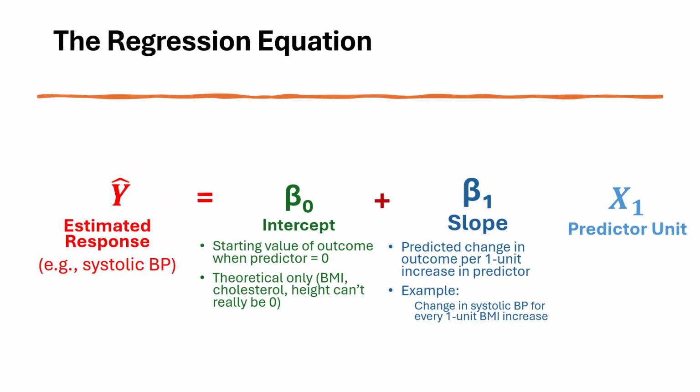X1 is the predictor variable, 1 unit of the predictor variable in the calculation. An example could be 1 BMI unit or 1 milligram of cholesterol or 1 cigarette per day, etc.